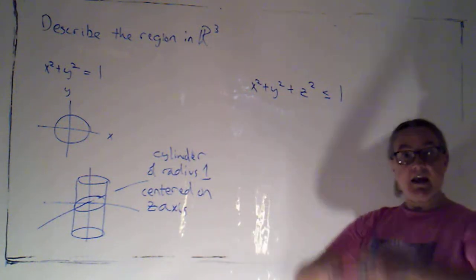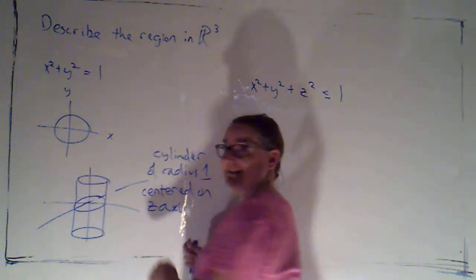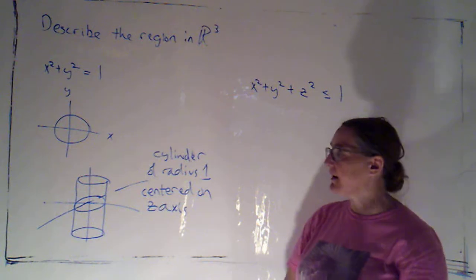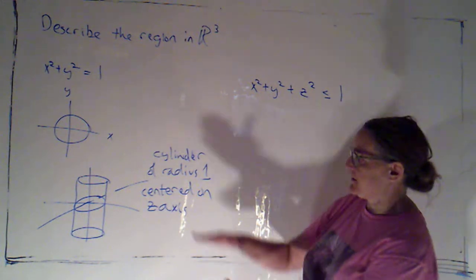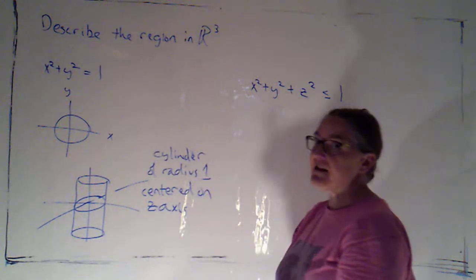And you'll notice that would be a surface because we're just talking about the points that are on that cylinder, not the points that are inside of that cylinder. So this would have surface area, would not have volume. Obviously, since it goes forever up and down, it has infinite surface area, but it has 0 volume.